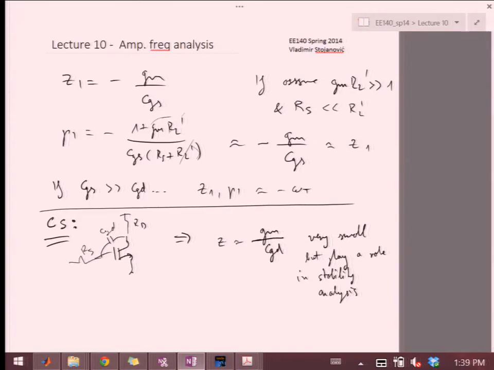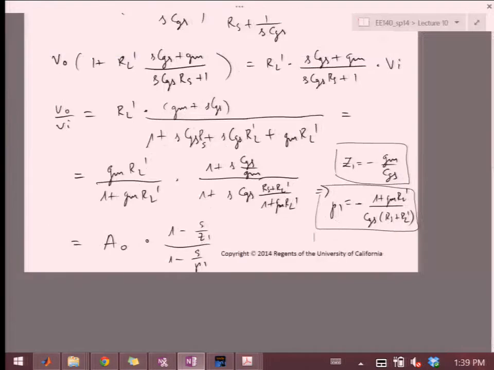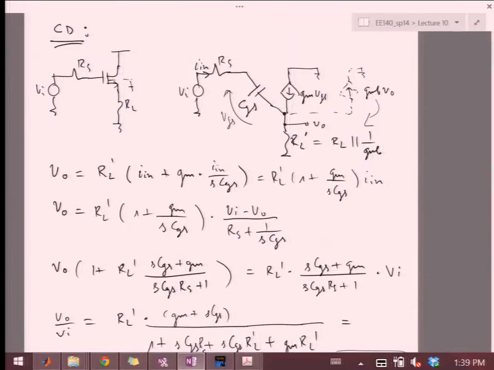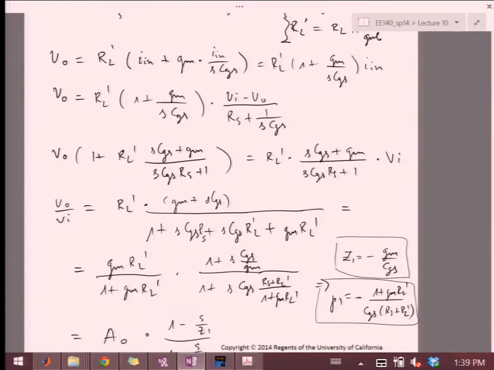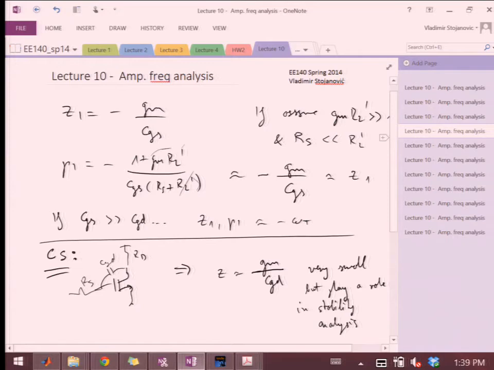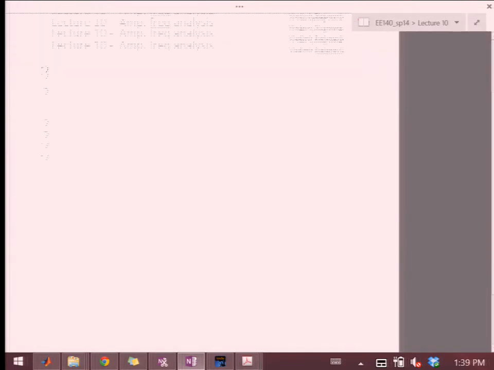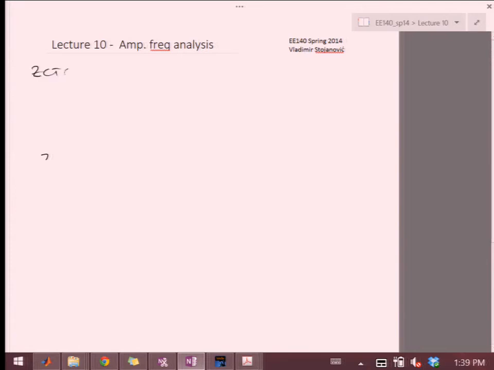So we've done the exact thing here for the common drain. And that was just to identify this zero, but we can still use the techniques that we talked about earlier, like zero-value time constants, to identify the dominant pole.